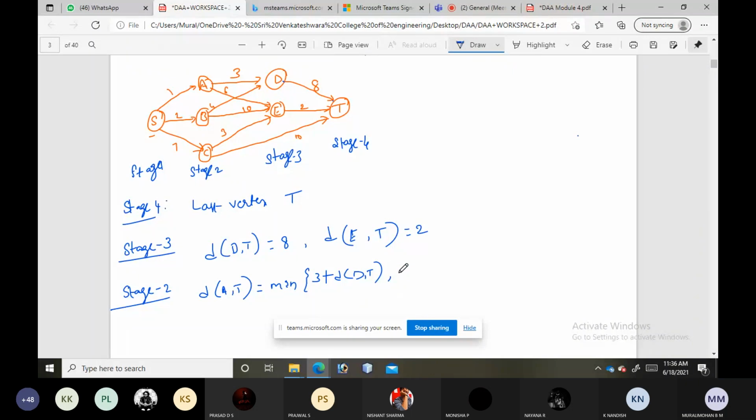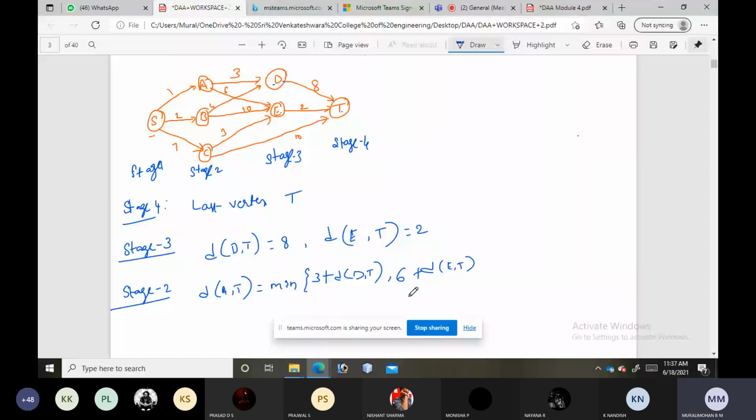6. See here we are considering this. A to D, D to T is one path. A to E, E to T is another path. So we are considering the minimum of these two. That is the minimum of 3 plus D to T. Next 6 plus, already we solved E to T. Right? Already we solved E to T.